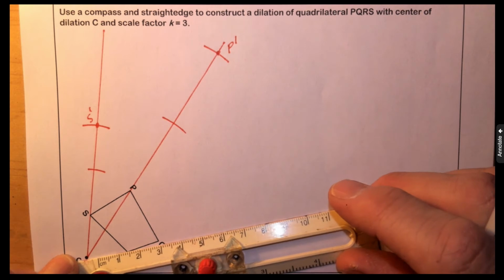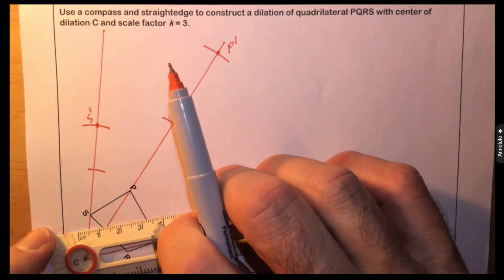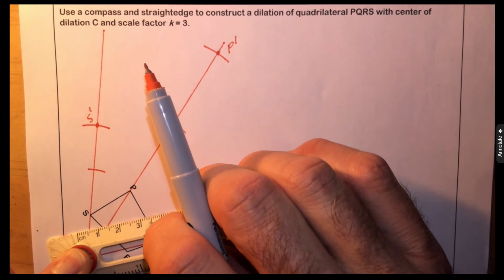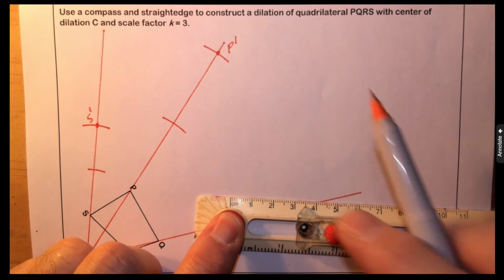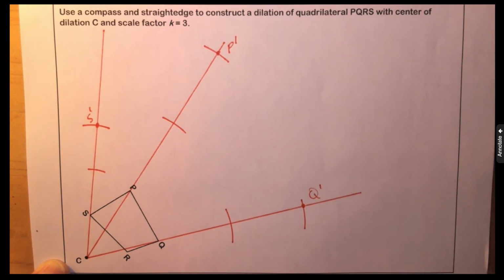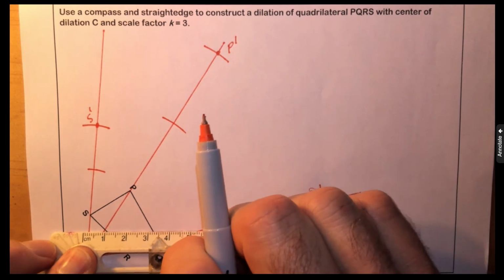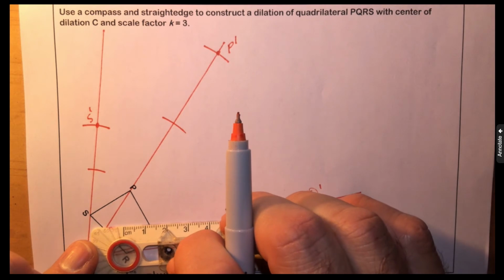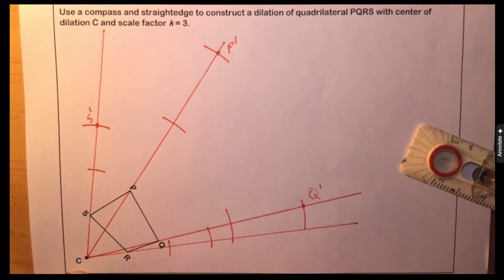Now I'm going to do the same process going from C through Q. I set my compass to the distance from C to Q, and then I'm going to mark off 2 compass radii so that the distance between C and Q prime is 3 times the distance from C to Q. Now one more time, from C to R, and I set my compass for this distance from C to R, and I go to R and I mark off that distance one more time, and then I go to that arc and I mark off that distance one more time, and now the distance from C to R prime is 3 times the distance from C to R because the scale factor is 3.